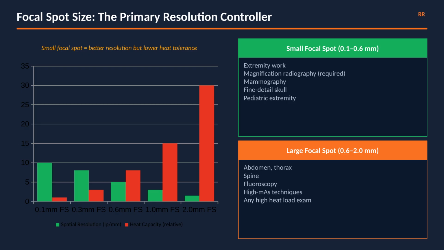One exam-specific rule to memorize, magnification radiography. It increases OID intentionally, which worsens penumbra proportionally. Small focal spot is mandatory in magnification radiography to keep UG at a diagnostically acceptable level. Without it, blur from a large focal spot cancels the benefit of the magnification entirely.